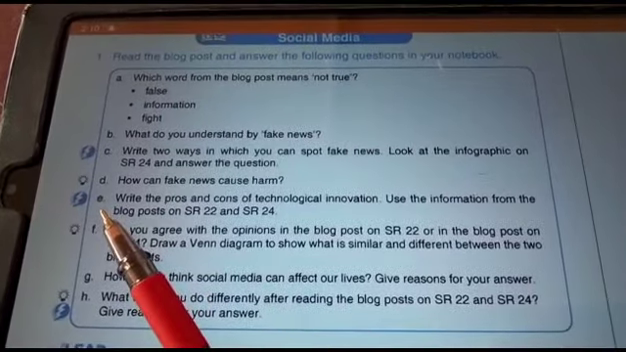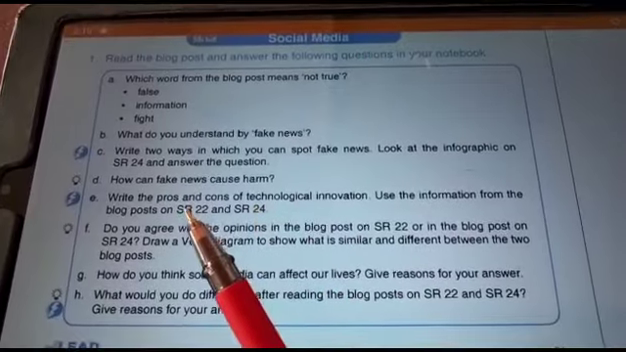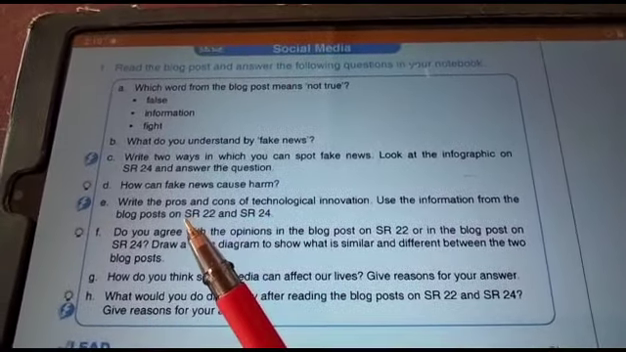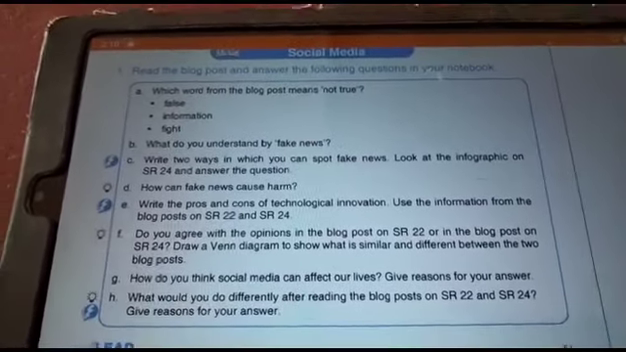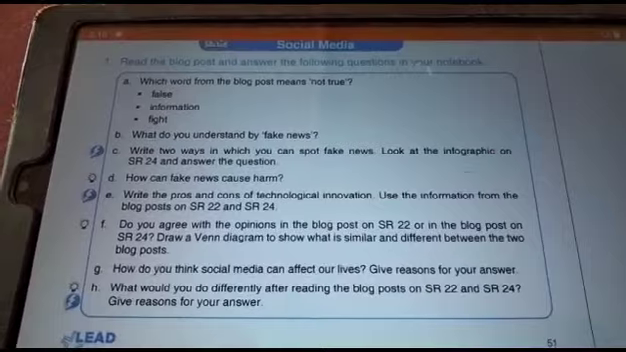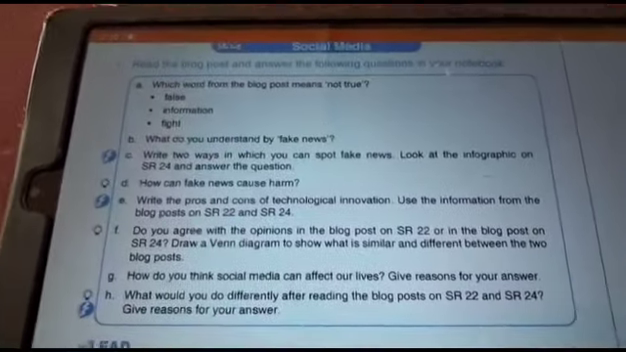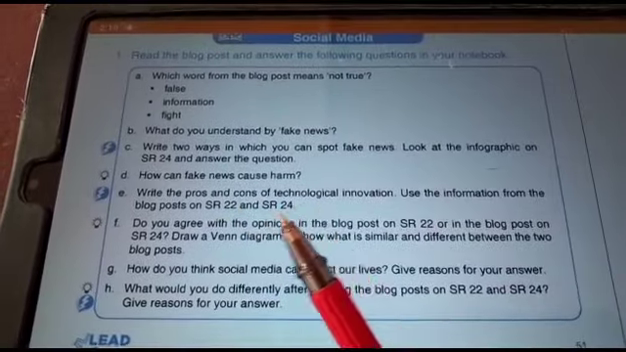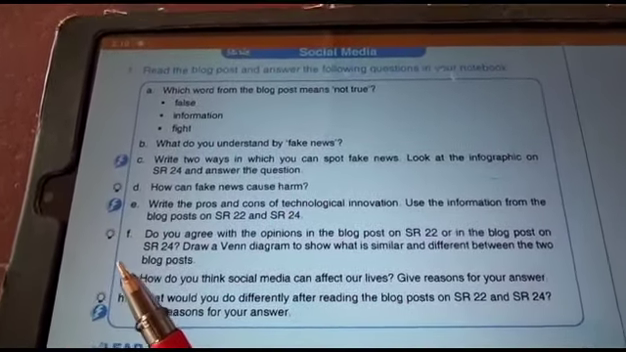So now answer the E question. Write the pros and cons of a technological innovation. So what does pros mean? Pros is nothing but advantage, and cons is nothing but disadvantage. So you have to write the advantages and disadvantages of a technological innovation. Use the information from the blog post. You may refer to your SR22 and SR24. And next, F question.